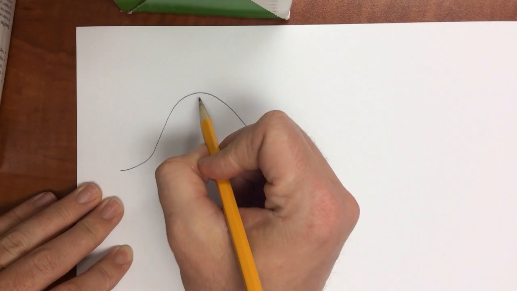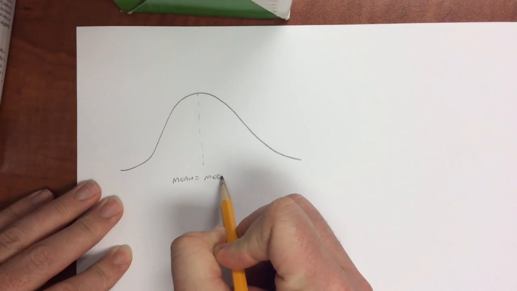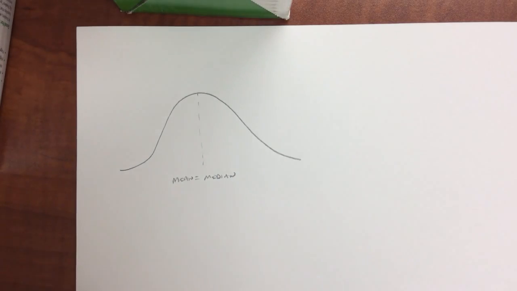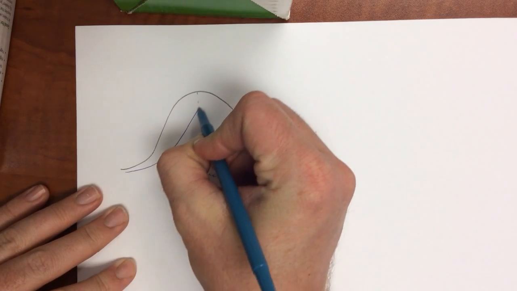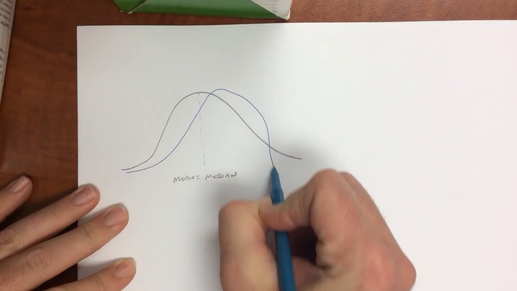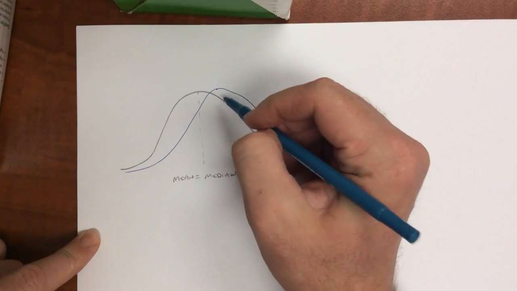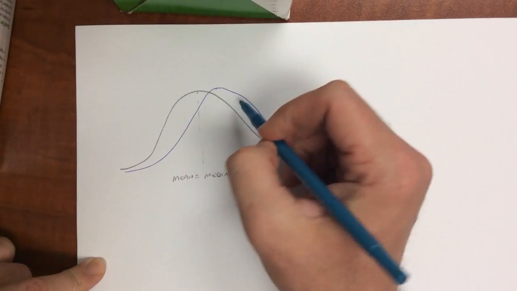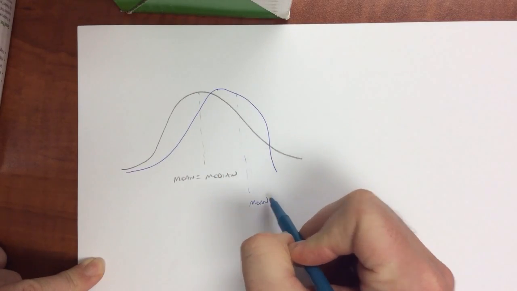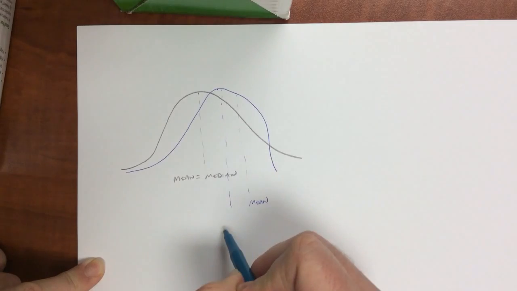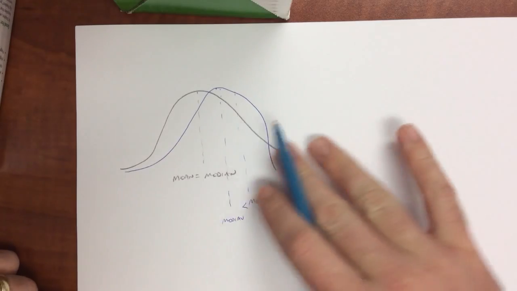So here is somewhat of a normal. Here is where the mean is equal to the median. But if my data instead looked like this, all right, what's going to happen is, because it's skewed to the right, my mean is going to be here, but my median, the middle person, is going to be over here. So my mean is greater than median, means I'm skewed to the right.